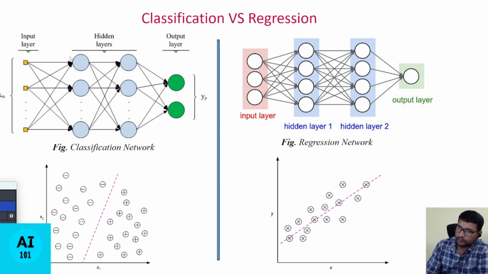For example, here is a multi-layer perceptron. This is the input layer and this is the output layer, and we have multiple hidden layers in the middle. Here we are going to classify two categories. You can see the categories here: one is the plus and another is the minus category, and we are going to classify these two categories using a linear classification boundary.